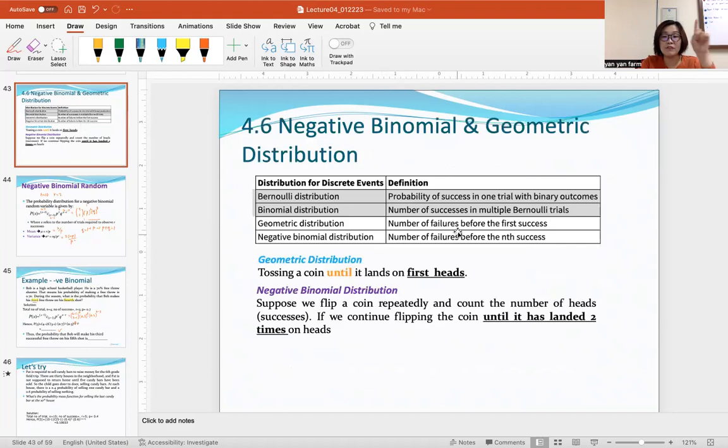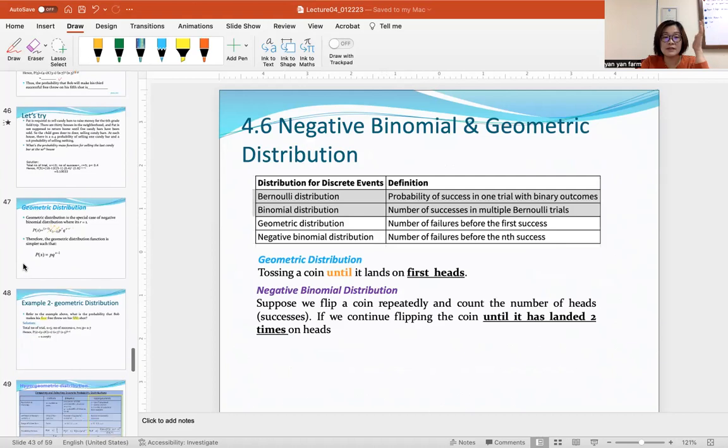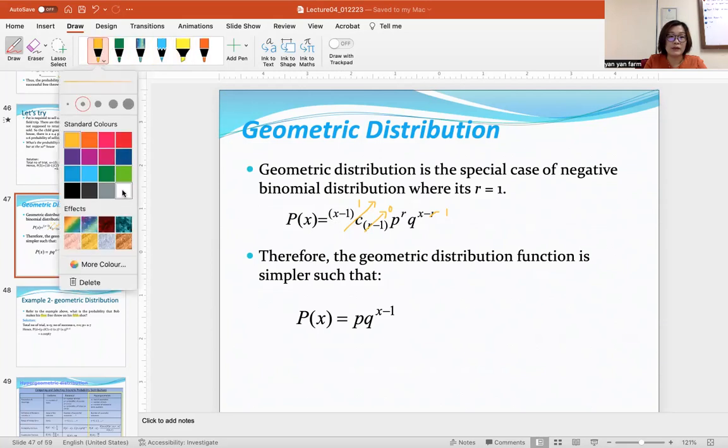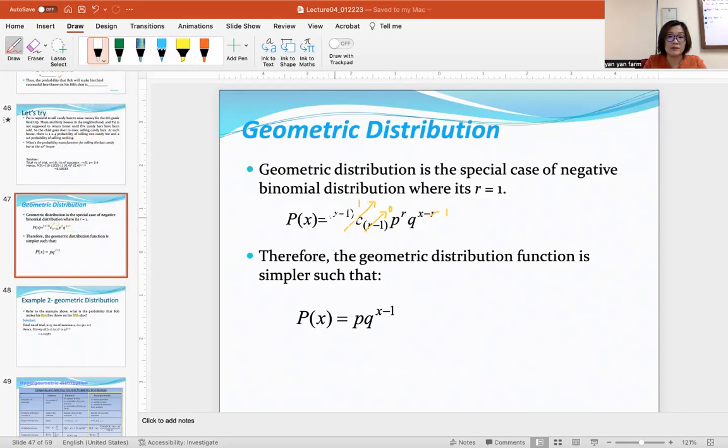Geometric is the number of failures before the first success. So what is the first success after you try many times? And you know that my number of successes is just 1. So when we use the negative binomial equation, r is 1, r minus 1 is 0, so we just cut this whole thing. It actually equals 1. So when we remove this part, we can have this equation.